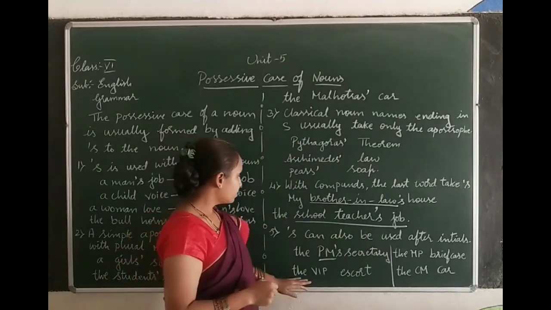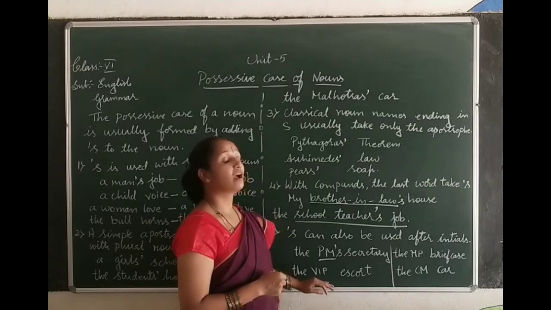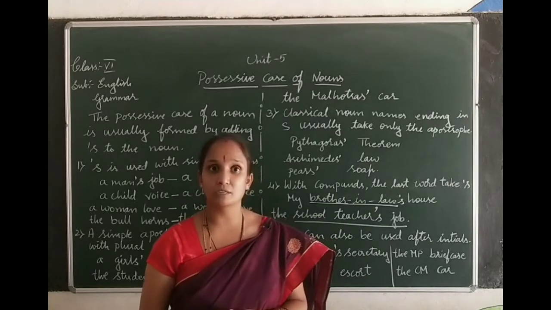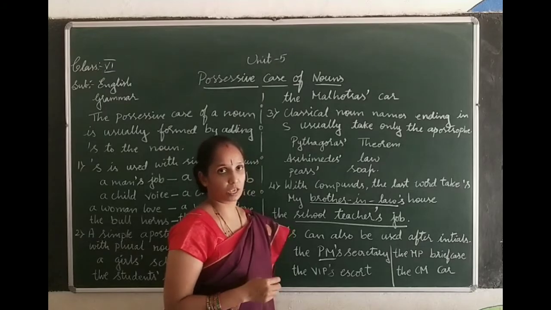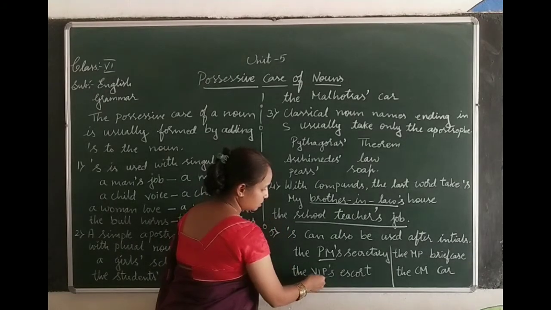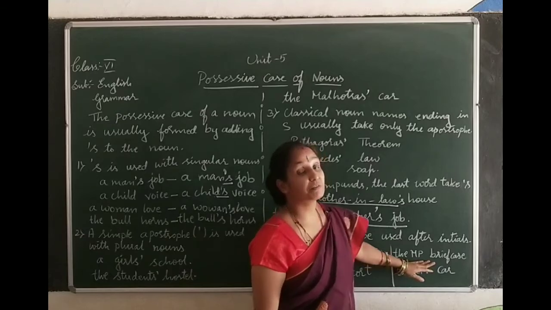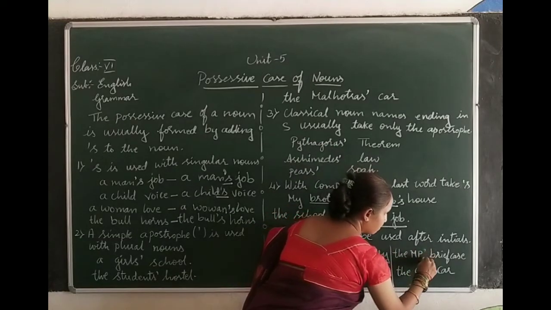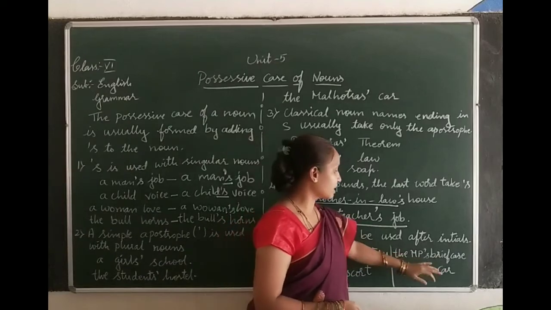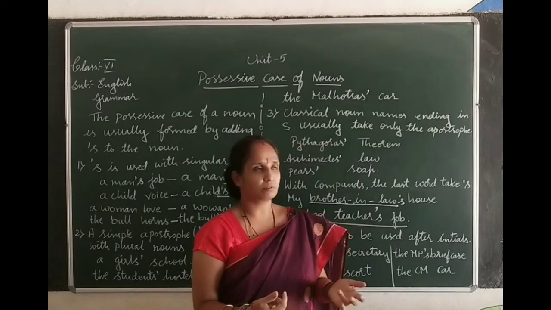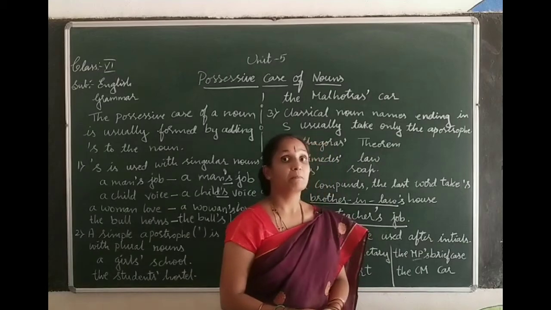Next one, the VIP's escort. VIP, do you know the abbreviation of this? VIP means very important person. For this, VIP's, apostrophe s. This is an initial. Another example, MP. It means Member of Parliament. The MP's briefcase. Briefcase, in common language you call it a suitcase. So a briefcase is a short bag which people carry for going out of station. MP means Member of Parliament.